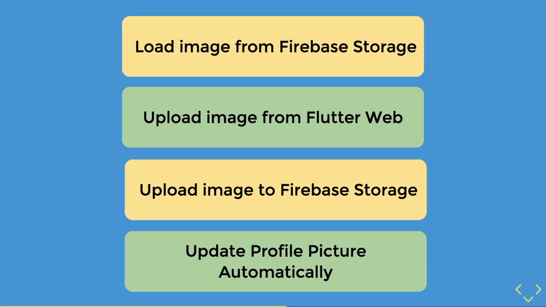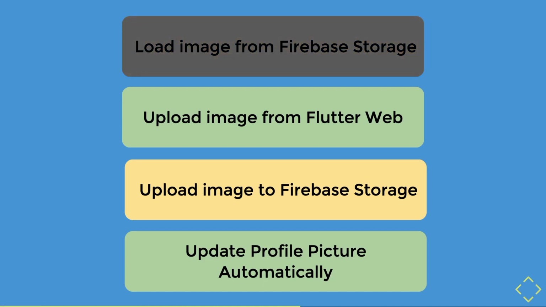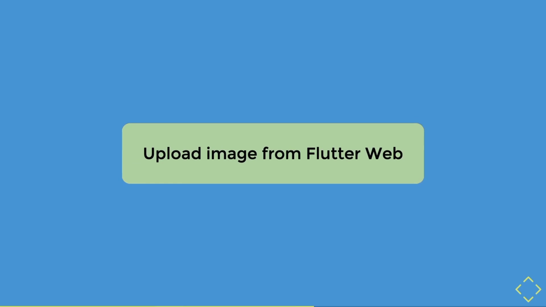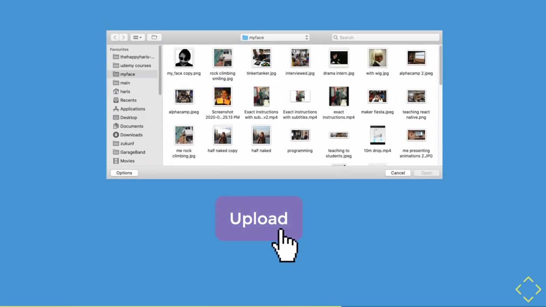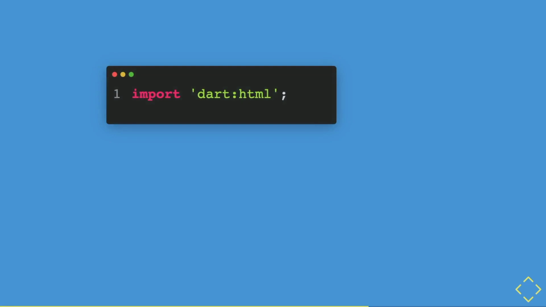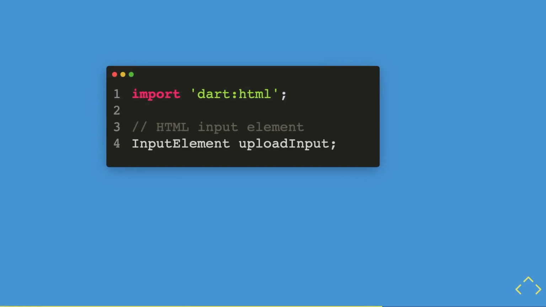Alright, we have done the first step, which is to load an image from the Firebase storage. The next thing is to upload an image from the Flutter Web. What I mean by upload image is that when you have an upload button and you click on it, a folder selection pops up, and this is what we want to expect when we click on an upload button, so that we can choose the image to be uploaded. Sadly, the only way to do this is to use this dart:html library, because we need to use this thing called the HTML input element.